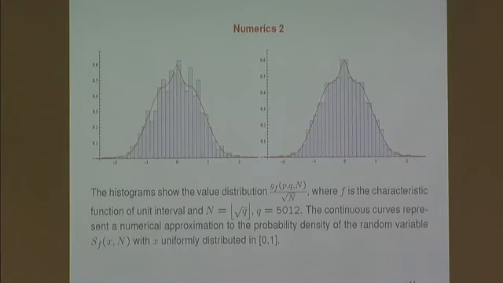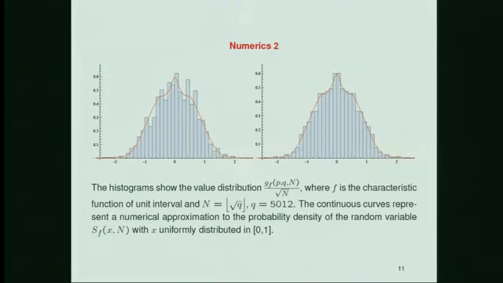Now the histograms again represent the real part and the imaginary part of the value distribution of this function, where f is a characteristic function of the interval, and we pick n to be the integer part of the square root of q, with q equal to 5012, which is 0 mod 4, but it doesn't matter, you can choose any q. I just picked this one. Again, these continuous curves represent the numerical approximation to the probability density, this time for S_f of x n, with x uniformly distributed again in the unit interval.